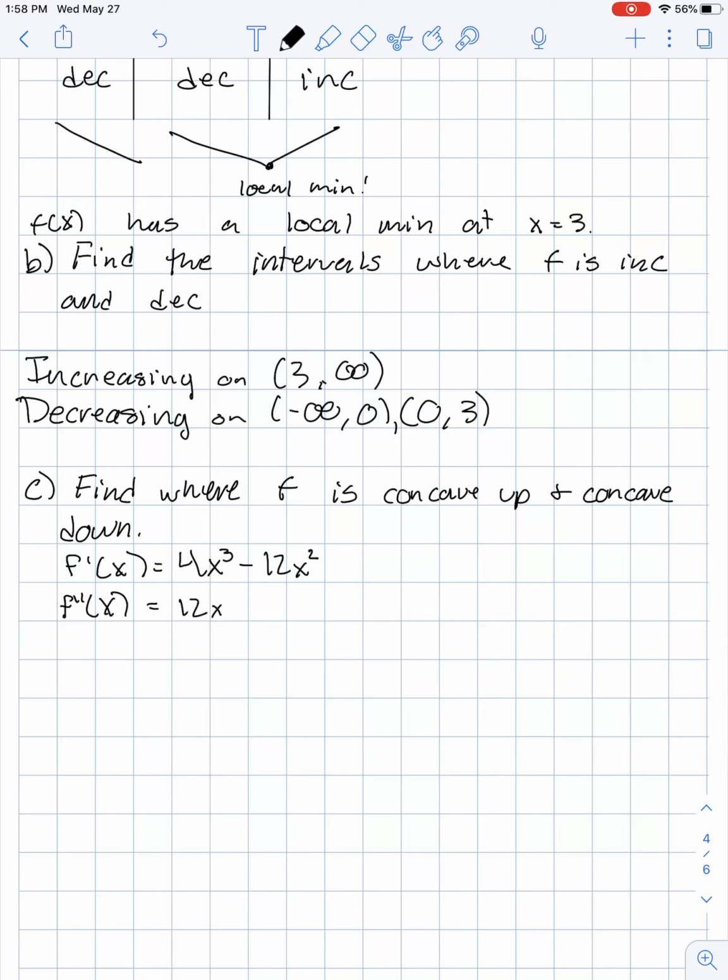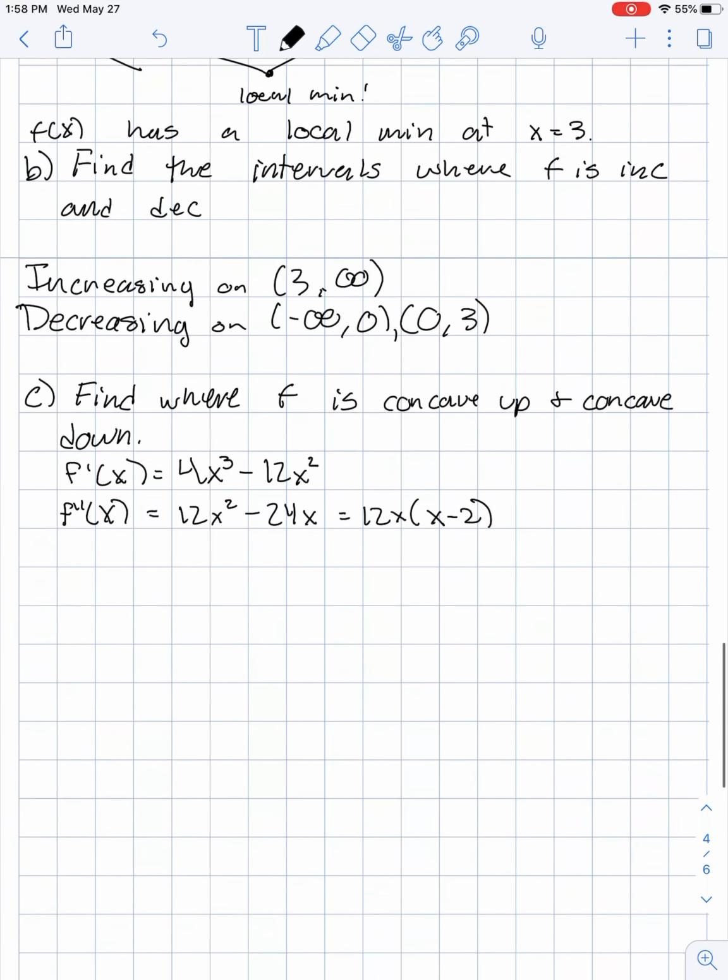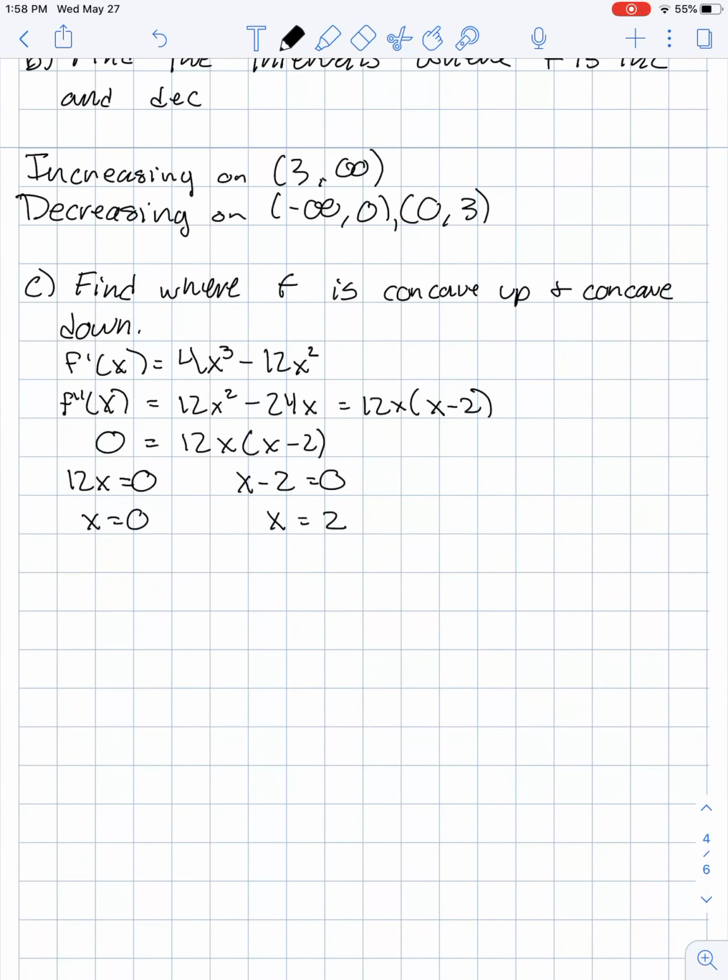So 3 times 4 would give me 12x squared minus 24x. And then I can pull out a 12x. So then I'm left with x minus 2 as a factor. Beautiful. And so we're going to set this equal to 0. Meaning that 12x equals 0 or x minus 2 equals 0. So we get x equals 0 and x equals 2 as possible inflection points. All right, so let's draw our little chart.